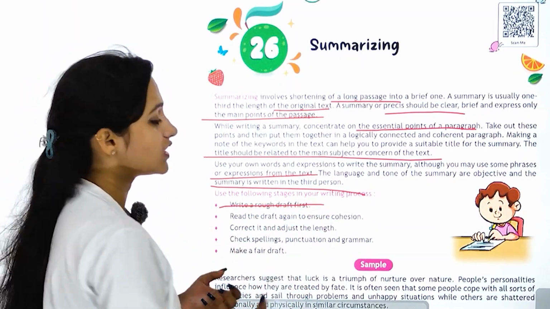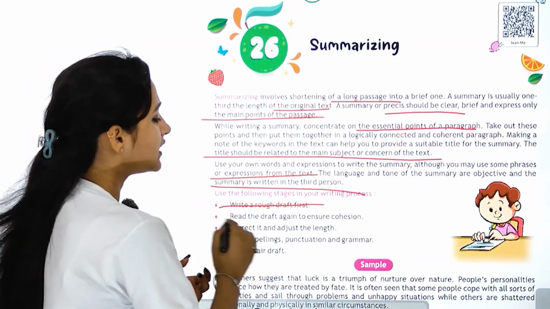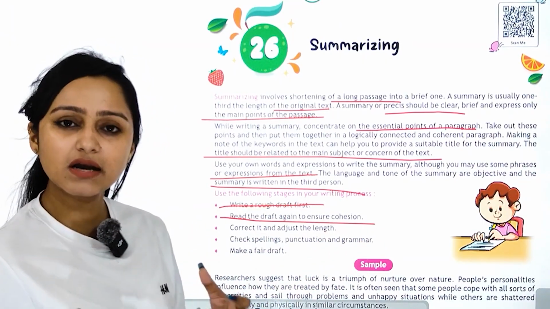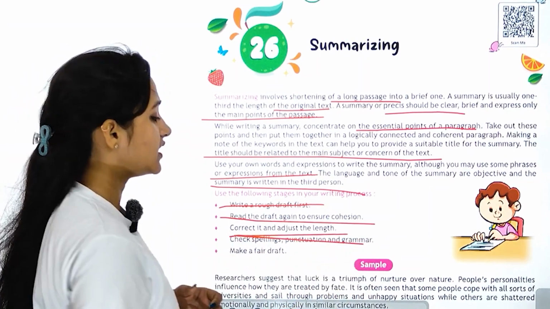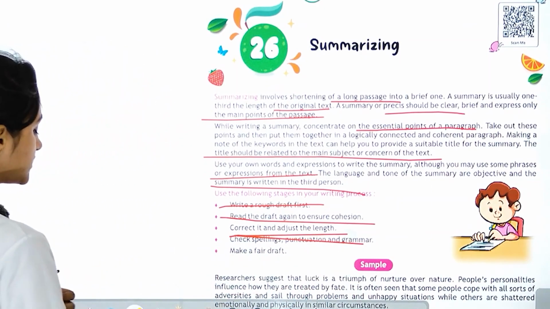First point, write a rough draft first. आपको एक rough draft लिखना है पहले. Read the draft again to ensure cohesion. आपको read करना है कि उसमें cohesion ना हो. Correct it and adjust the length. आपको correct करना है फिर उसकी length को adjust करना है.